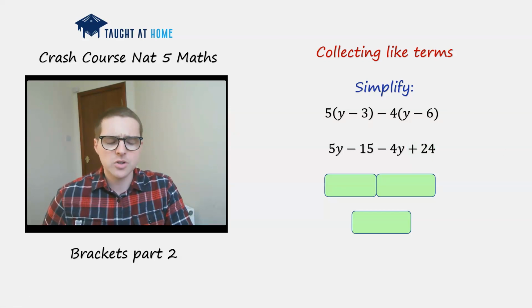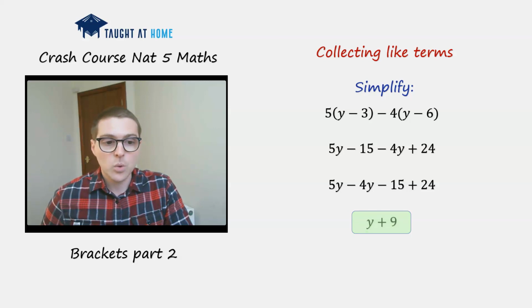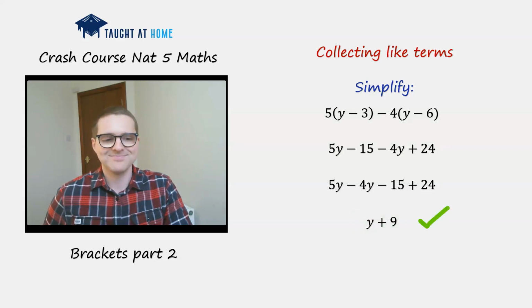Let's collect like terms. So collect the y's together. So we've got 5y minus 4y. And then we've got minus 15 plus 24. So this comes to y plus 9.